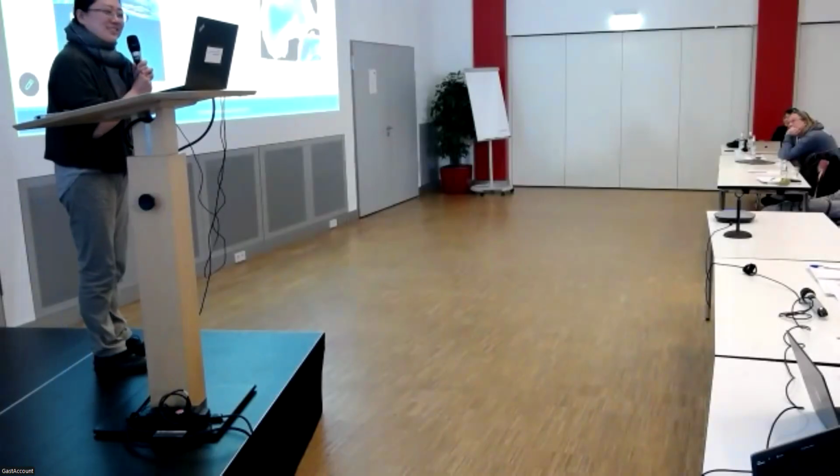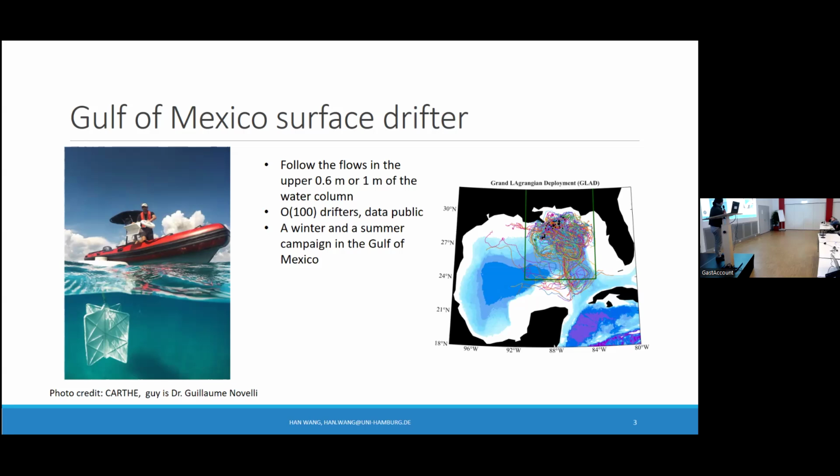Okay, so yeah, we are looking at surface drifter data, and there are some very nice surface drifter program data, and it's all publicly available, and they do all the data engineering for us already, all the denoising and stuff. And there are more than 100 drifters, and in one of the campaigns they have a few thousand drifters. Another very nice thing is that they have a winter campaign and a summer campaign, so you can see some seasonality there.